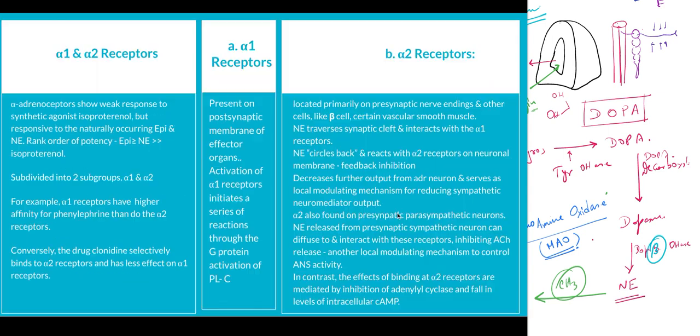Now the next thing that we have to talk about is the receptors. Now we are gradually getting into deeper discussion. Nothing deep, very, very simple. So alpha adrenoceptors, basically the alpha receptors.